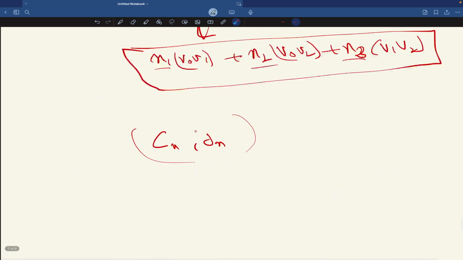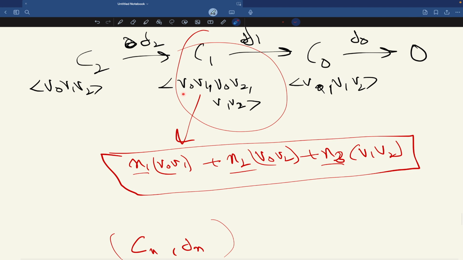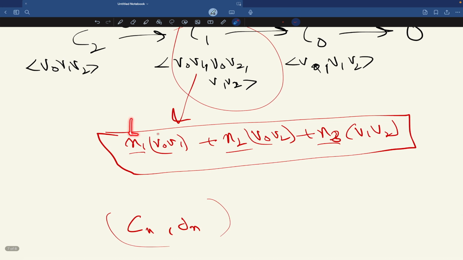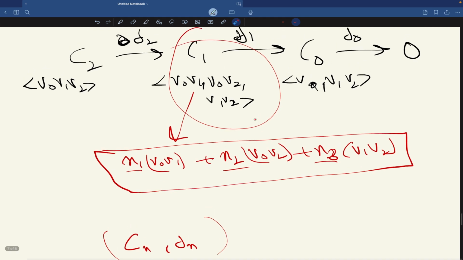So for example, here we have v0, v1, v1, v2, right? For c1, what will be the kernel? I have to pick those values of n1, n2 for which it becomes equal to 0. If I choose n1 as 0, n2 as 0, n3 as 0, what will I get? I will get a 0. So that will map to 0, right? But that is a very trivial vector.